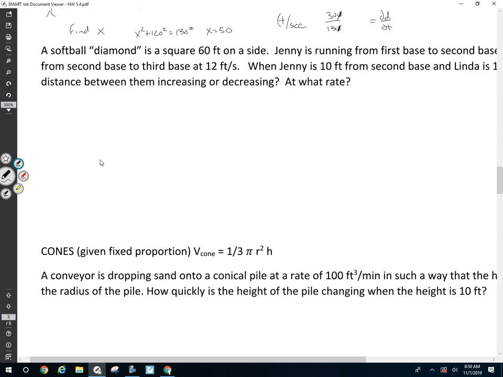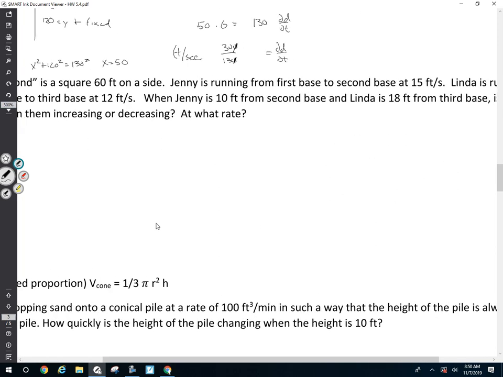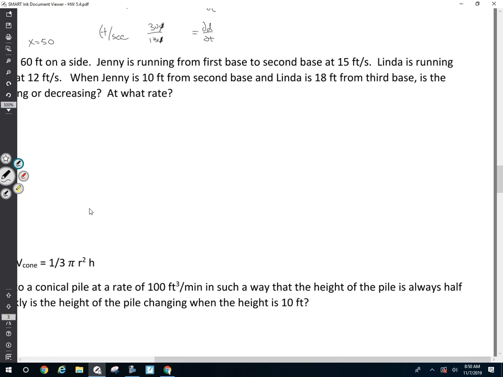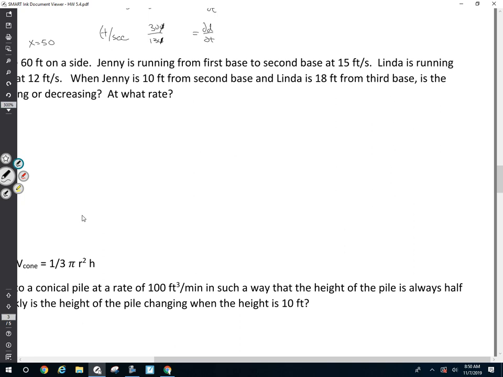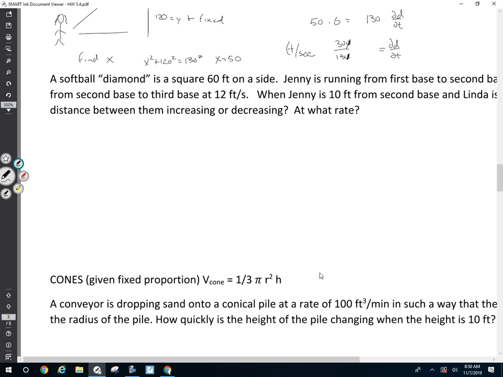A softball diamond is a square 60 feet on a side. Jenny is running from first base to second base at 15 feet per second. Linda is running from second base to third base at 12 feet per second. When Jenny is 10 feet from second base and Linda is 18 feet from third base, is the distance between them increasing or decreasing, and at what rate? All right, so there's my softball diamond. Each side is 60 feet.